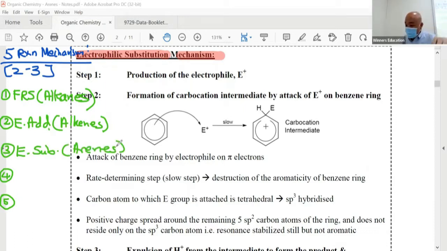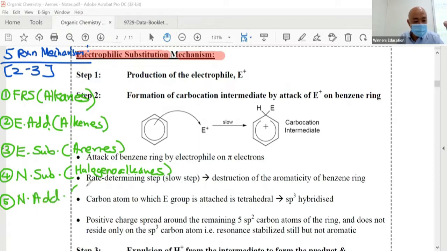I actually wanted to leave it blank for the 4th and 5th, but never mind, I'll let you know first. You learn it only in J2, all right? About February to March, then I'll teach you. So we have a few more. It's called nucleophilic addition. Sorry, wrong already. It should be nucleophilic substitution in terms of order. This is something under halogenoalkanes. And the last one is called nucleophilic addition. It's under a topic, again, after the halogenoalkanes.